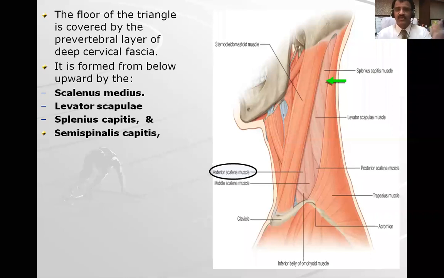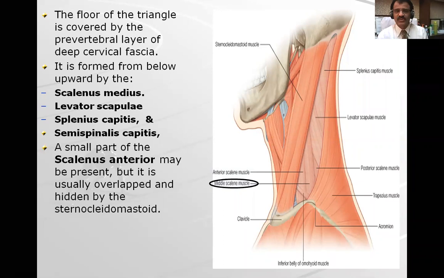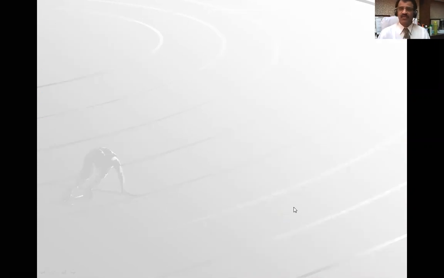So I am showing you one by one with the help of that green arrow. So it was very easy for you to remember. Don't forget these diagrams, okay? And a small part of the scalenus anterior is also seen here, which may be present, but it is usually overlapped and hidden by the sternocleidomastoid. So it is hidden here, okay? Scalenus anterior, small part. So this is the floor of the posterior triangle of the neck.